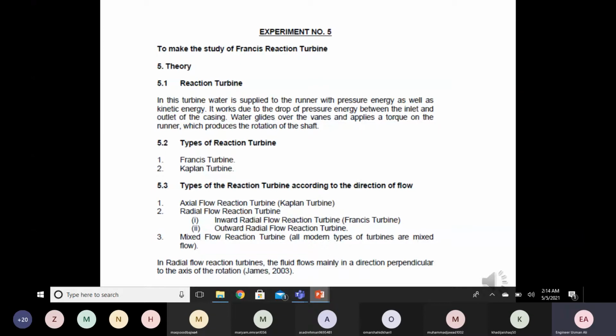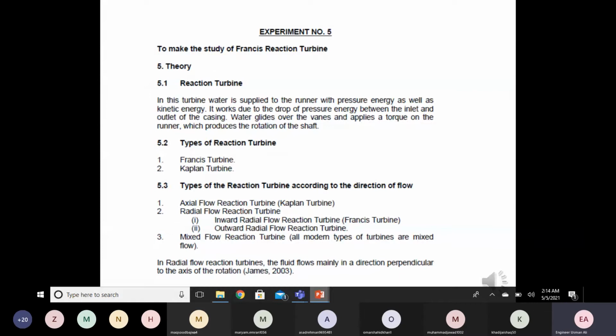We have the radial flow reaction turbine, and in the radial flow reaction turbine, we have the inward radial flow reaction turbine. The example is the Francis turbine. And we have the outward radial flow reaction turbine, and then we have the mixed flow reaction turbine. All modern types of turbines are mixed flow. So as far as the axial flow reaction turbine is concerned, Kaplan turbine is an example of it.